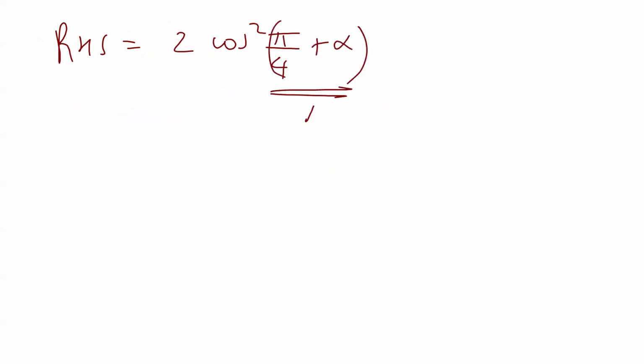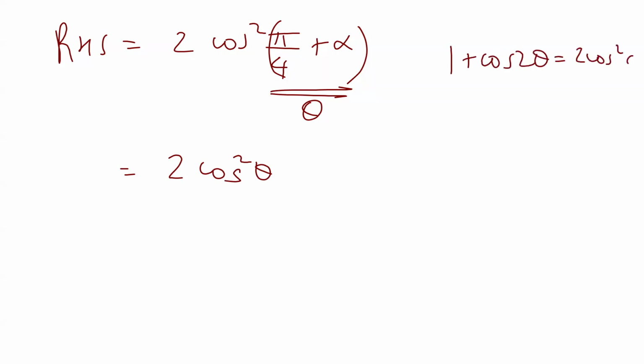RHS is equal to 2 cos square (pi by 4 plus alpha). Now let this value be A, or let it be theta, for simplicity. 2 cos square theta. I have given you one half angle formula wherein 2 cos square theta is equal to 1 plus cos 2 theta. And if you remember, 1 minus cos 2 theta is 2 sine square theta. So 2 cos square theta can be written as 1 plus cos 2 theta.